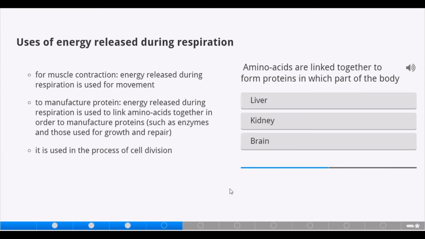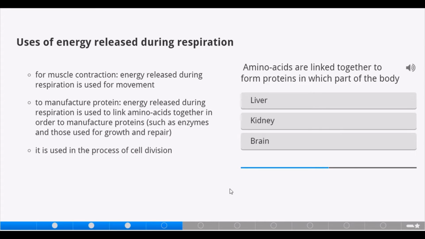So that takes us to the uses of energy released during respiration. The energy released during respiration is used for muscle contraction, and this is used for movement. It's also used to manufacture protein, by linking amino acids together in order to manufacture proteins such as enzymes and those used for growth and repair. The energy is used in the process of cell division too.